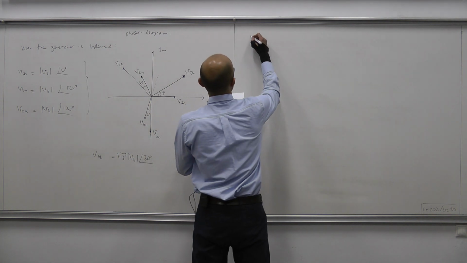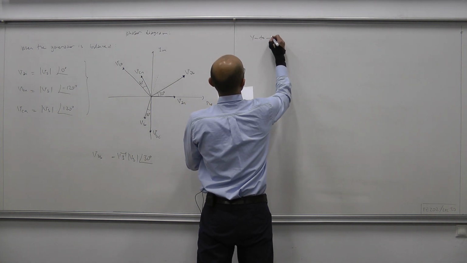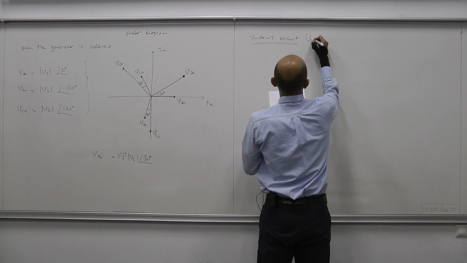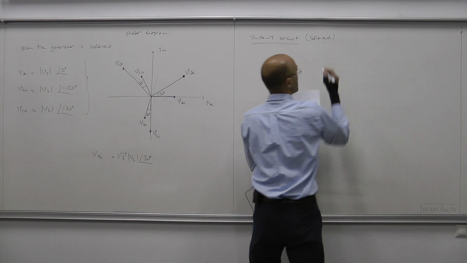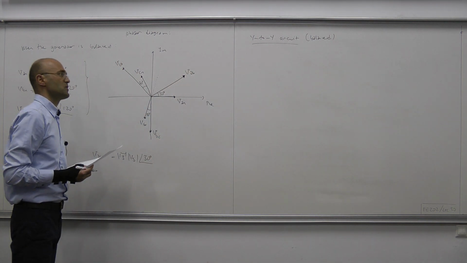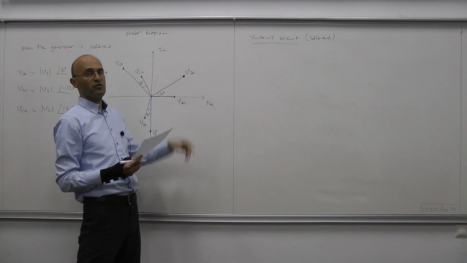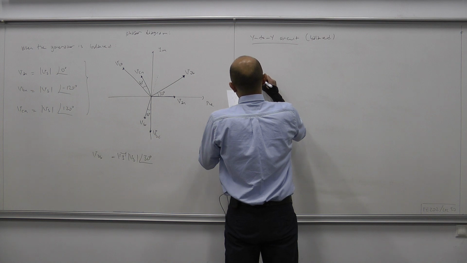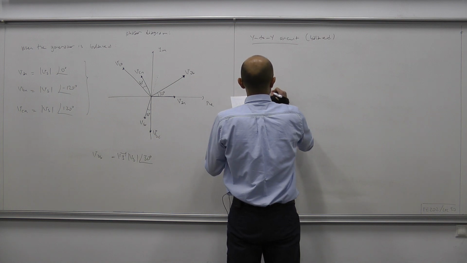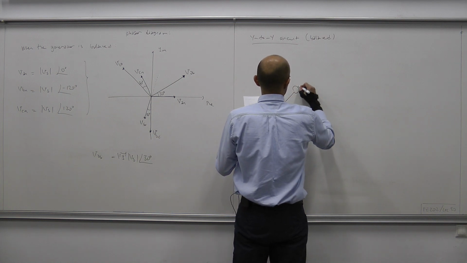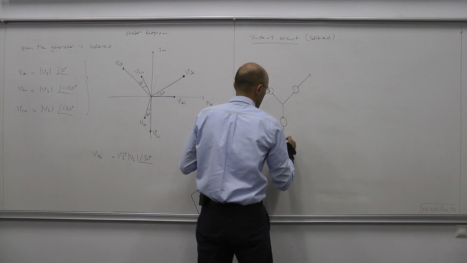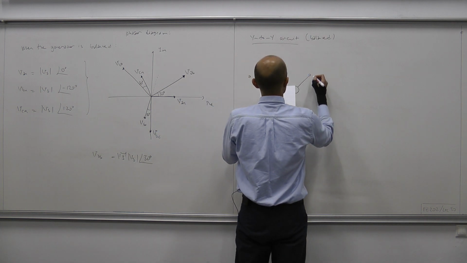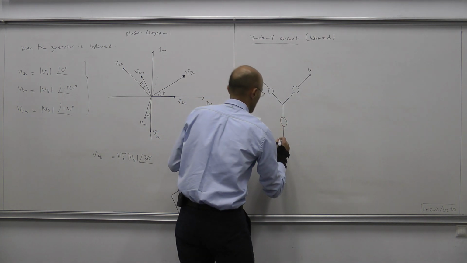Okay. So we now talk about the Y-to-Y circuit, and we will always be talking about the balanced case. We're going to give the precise definition of balancedness soon. So here we have our Y-connected source or generator, with nodes labeled as A, B, and C.